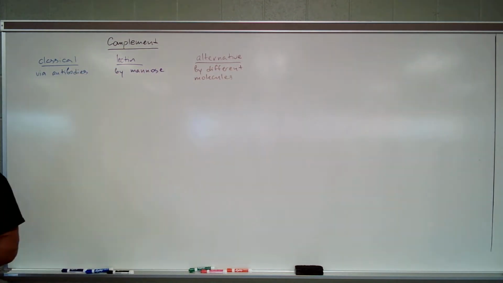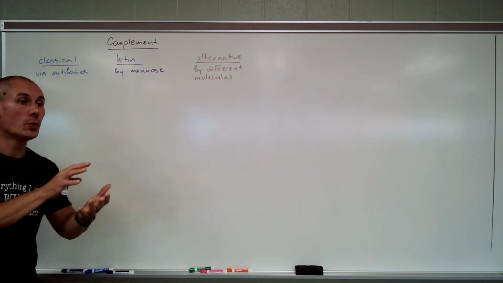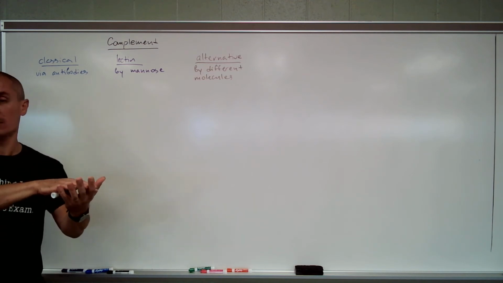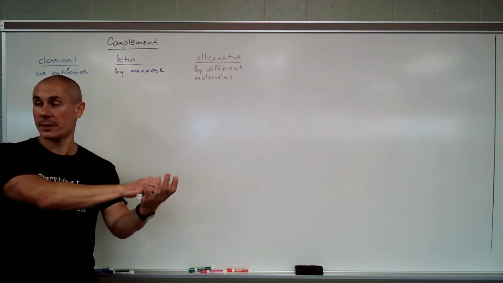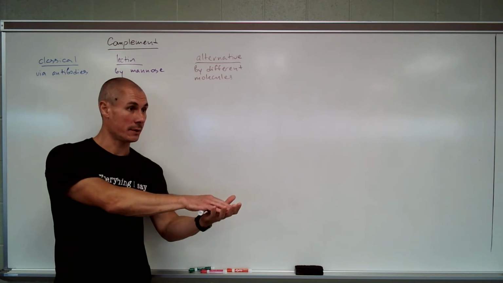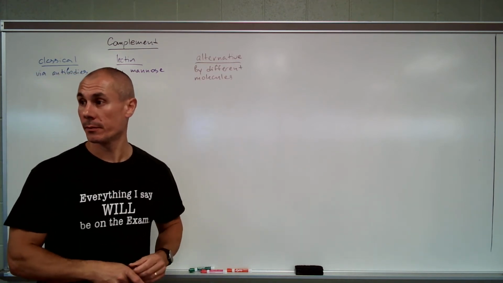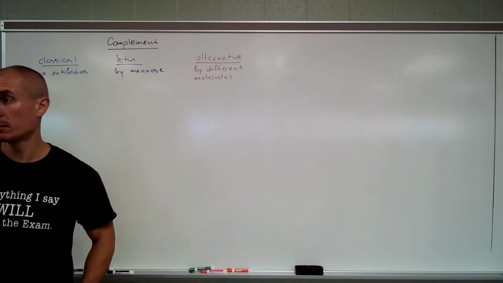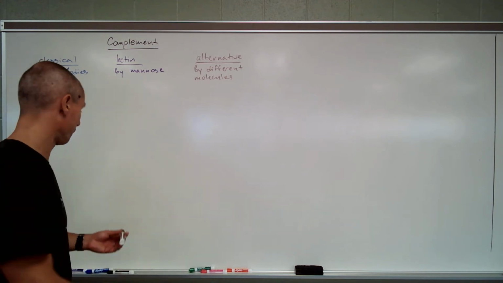Now, before we move any further, I want you to see something here. Antibodies. We're kind of jumping ahead of the train, but where are they? They bind to the pathogen. They are on the pathogen surface. Mannose, where is it? On the pathogen surface. Different molecules, where are they? On the pathogen surface. So it's basically recognition of the pathogen surface. So far we good? Excellent.